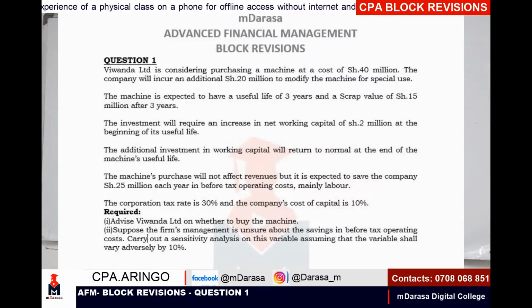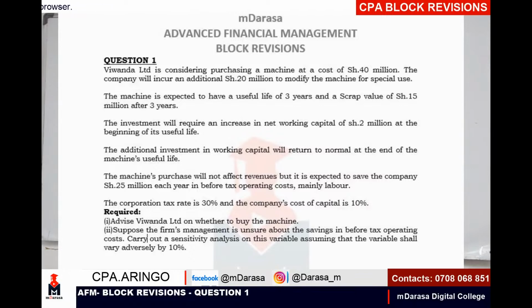The machine purchase will not affect revenues, but it is expected to save the company 25 million each year in before tax operating costs, mainly labor. So I'll be having savings, and these savings will act like our cash flows. The corporation tax rate is 30%, and the company's cost of capital is 10%. Required: advise Viwanda Limited on whether to buy the machine.